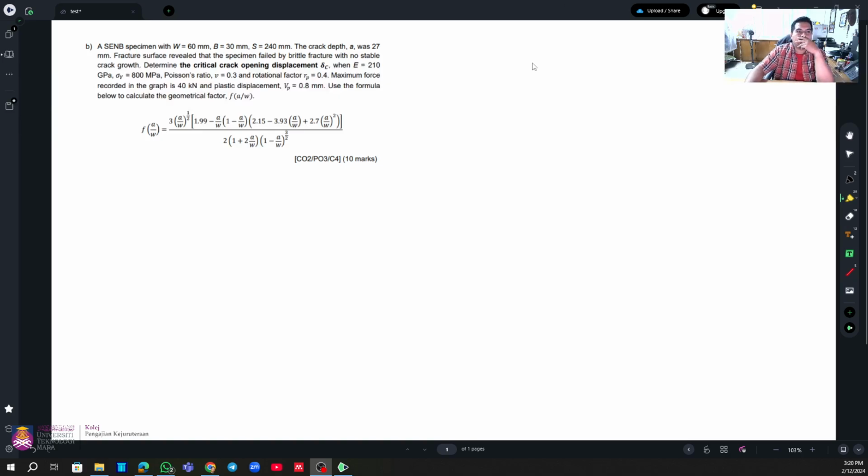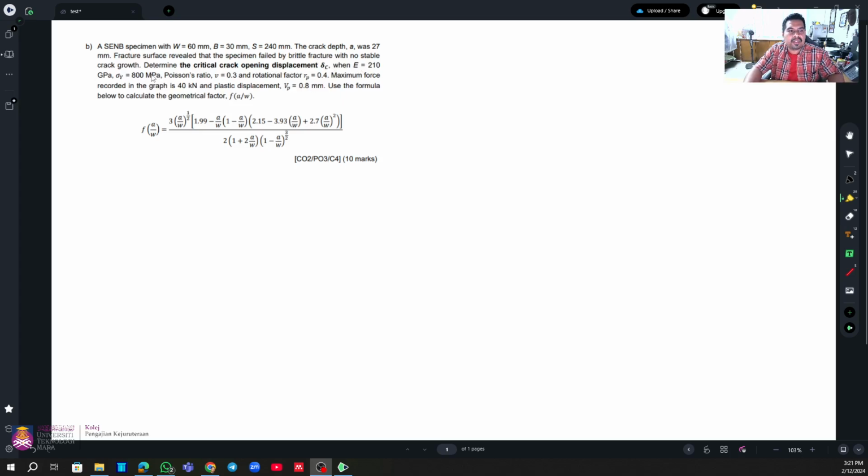Okay, SENB specimen with W 60 mm, B 30 mm, S 240. I'm not sure because I can't use this one. I try my best to use my screen, but obviously I can't use it. Okay, let me sketch here only because I cannot use my pen. So you know it, this is the formula. It is more or less the same.